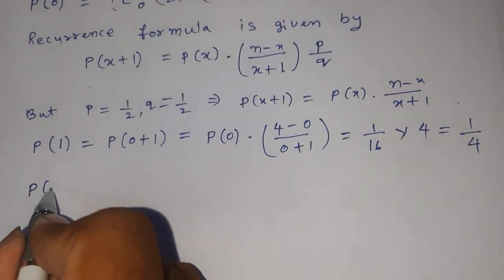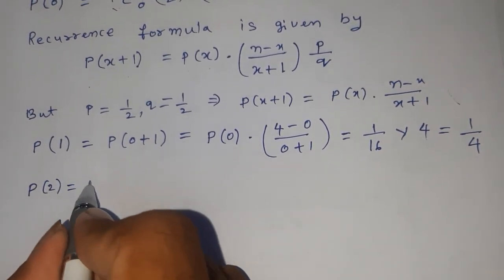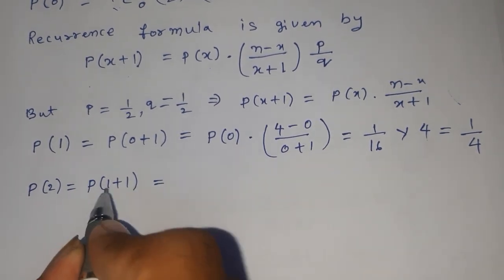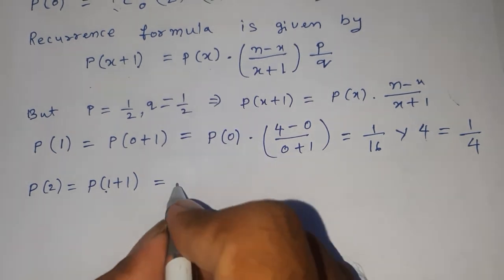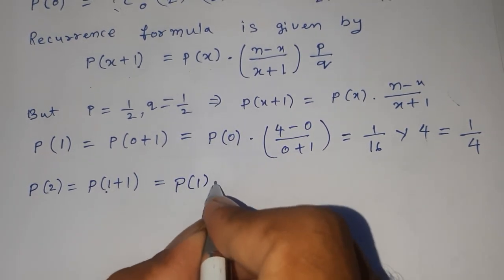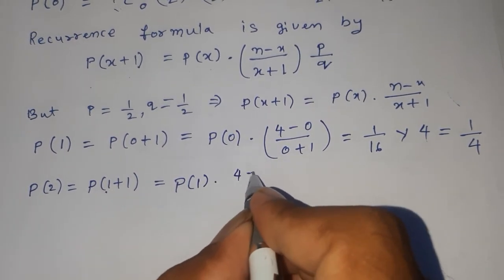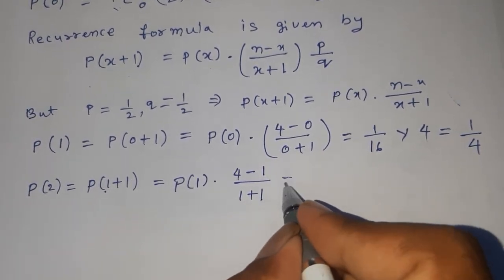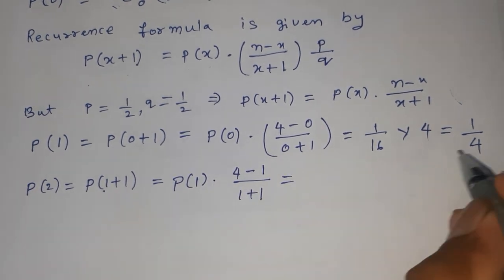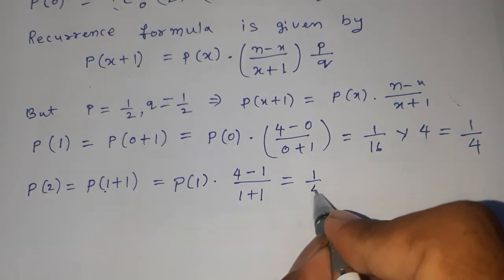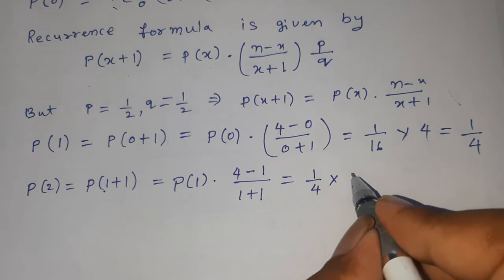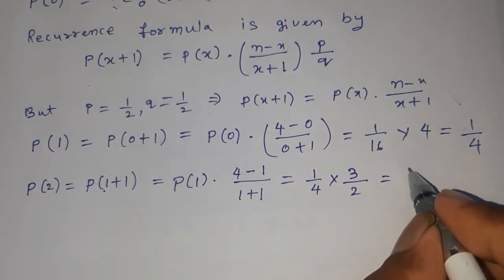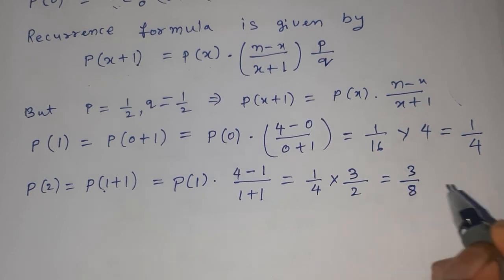Similarly, let us find out p of 2. p of 2 is given by p of 1 plus 1. Therefore x value is 1. As per the formula, p of 1 into 4 minus 1 by 1 plus 1. p of 1 value is 1 by 4, and 4 minus 1 is 3 by 2. Therefore 3 by 8.